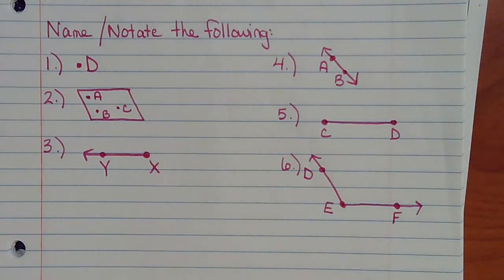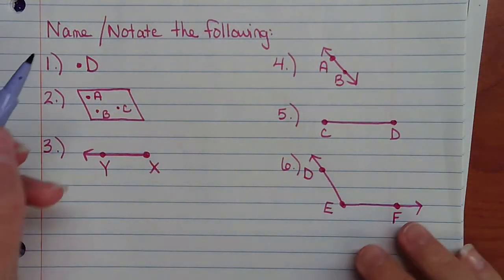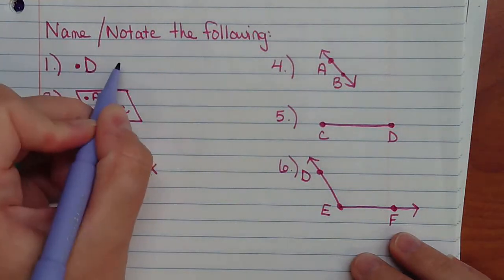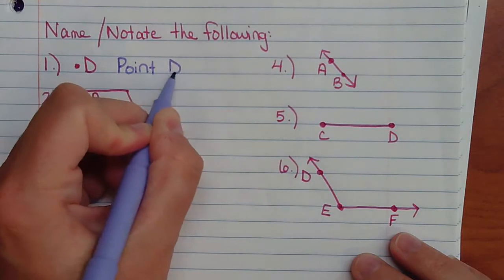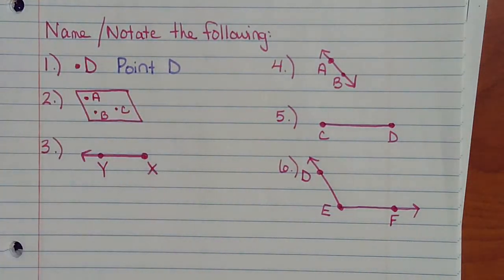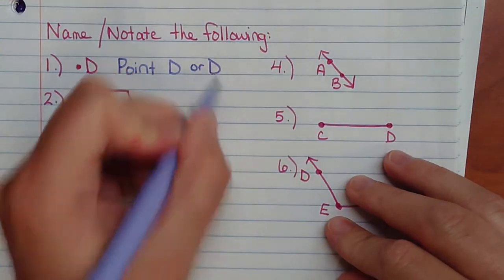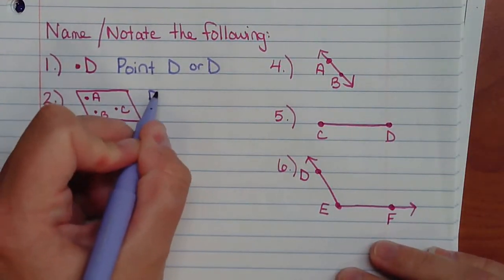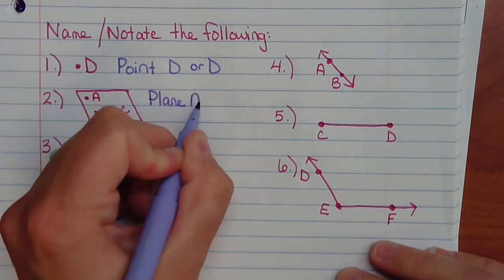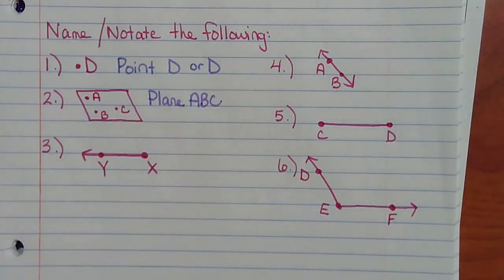It's the worst. Okay, what's number 1? What is this? This is a point. So to name it, you would put the word point and then the letter D. Or you could just put a D. Or just D. Any questions on that? What's number 2? Plane ABC. Perfect. Thank you for putting them in order. Plane, you would write ABC.